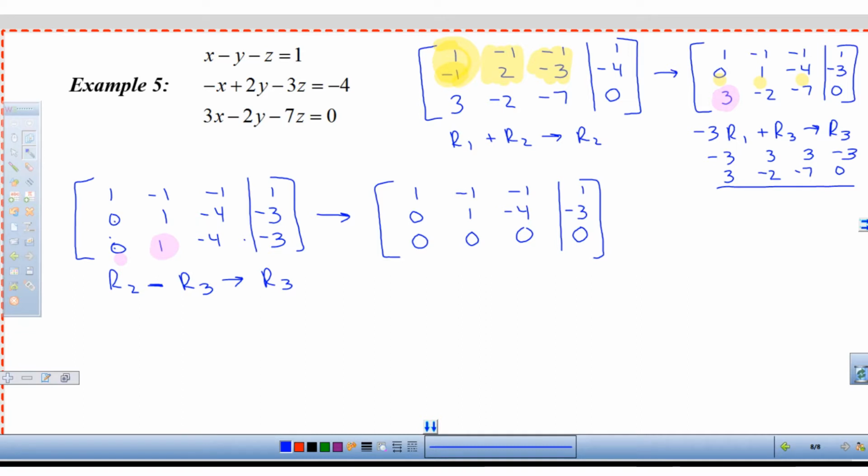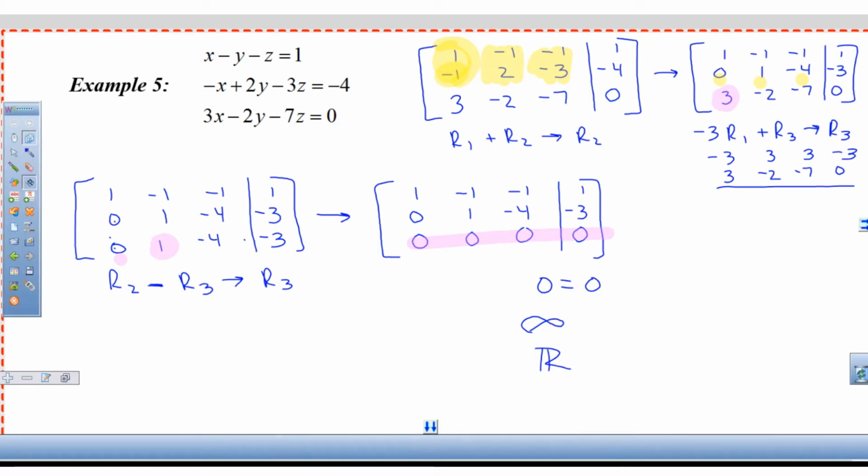So now look at that bottom row. No x, no y, no z. That's 0 equals 0. Is 0 equal to 0? Yes, it is. When? Always. So the question is, is the answer infinite solutions, or is the answer all real numbers?